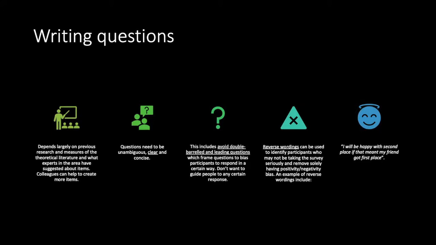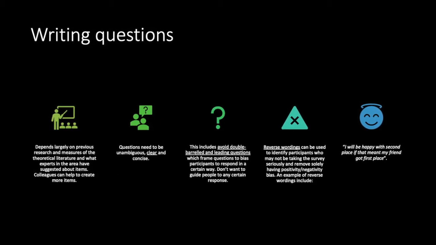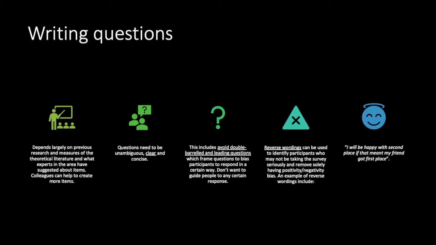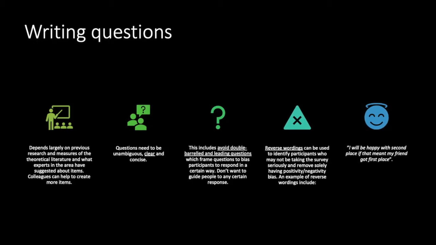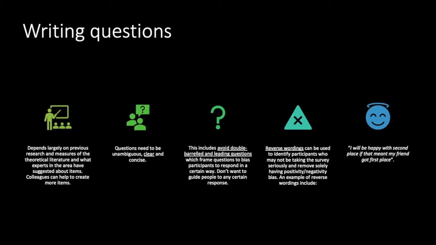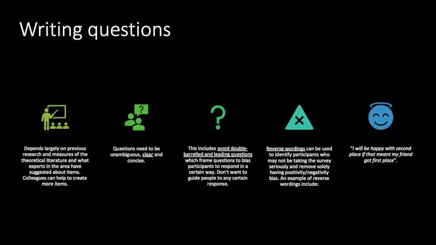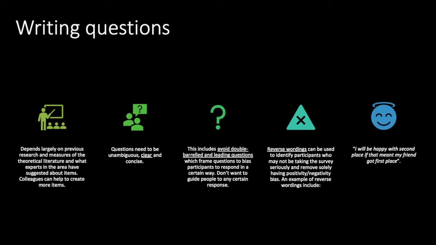Writing questions depends largely on previous research and measures of the theoretical literature, and what experts in the area have suggested about items. Colleagues can help to create more items. Questions need to be unambiguous, clear, and concise. This includes avoiding double-barreled and leading questions, which frame questions to bias participants to respond in a certain way. Basically, you don't want to guide people to engage in a certain response.